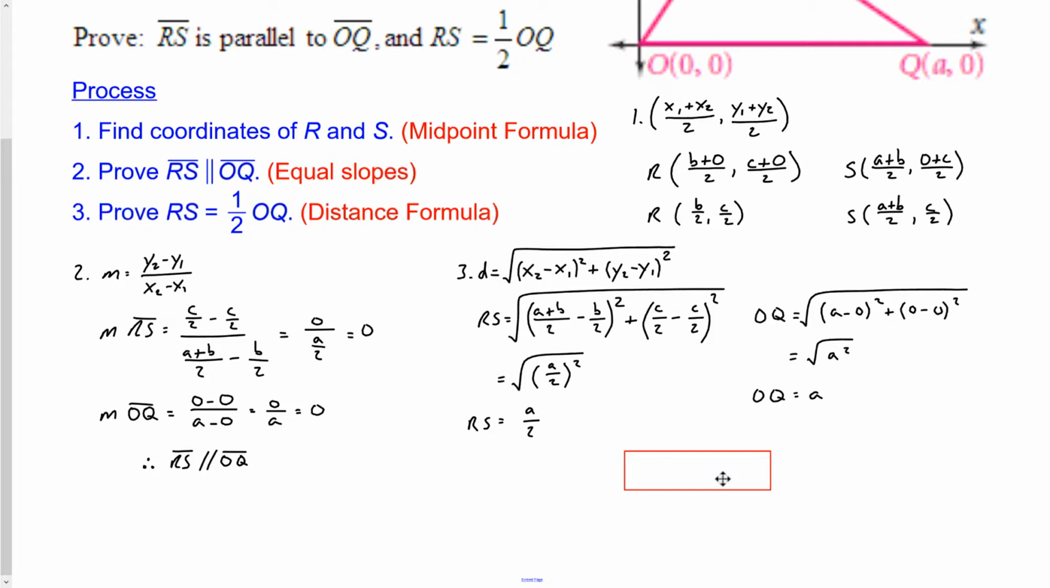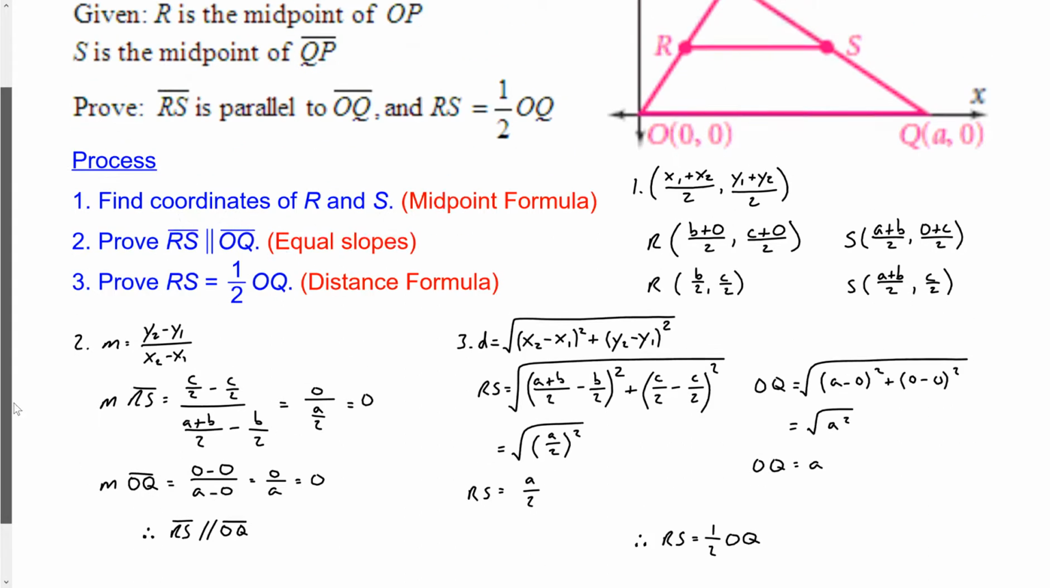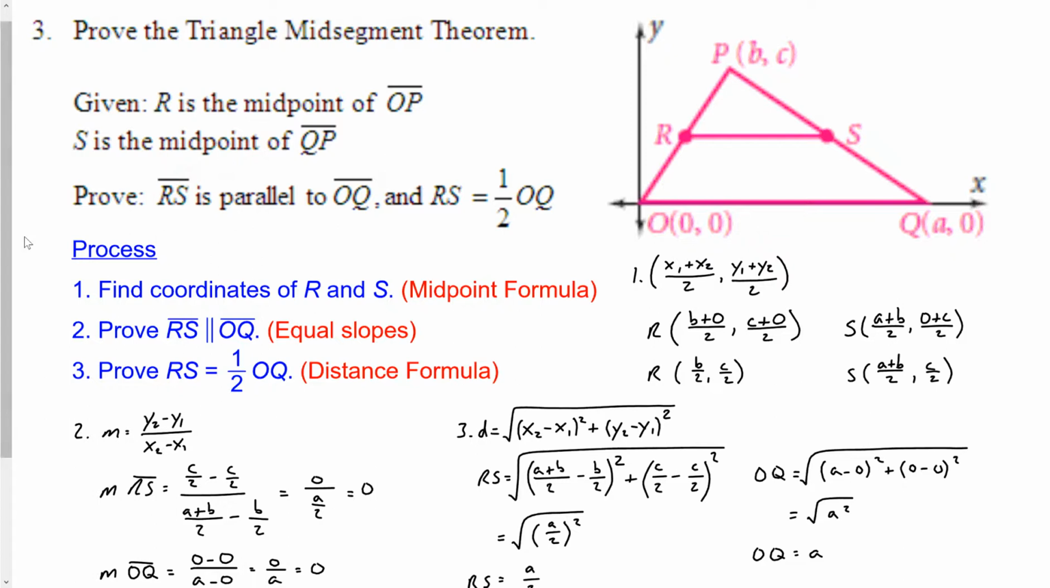So now we can say, okay, our conclusion, therefore, the length of RS is half the length of OQ. A over 2 is half of A. So we have now proven this triangle midsegment theorem.